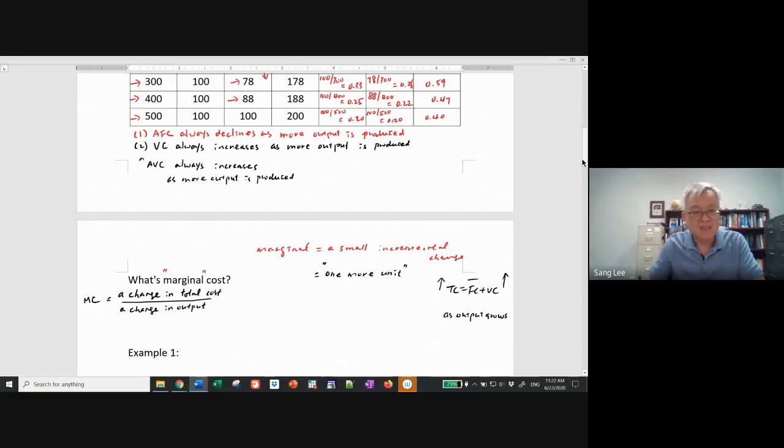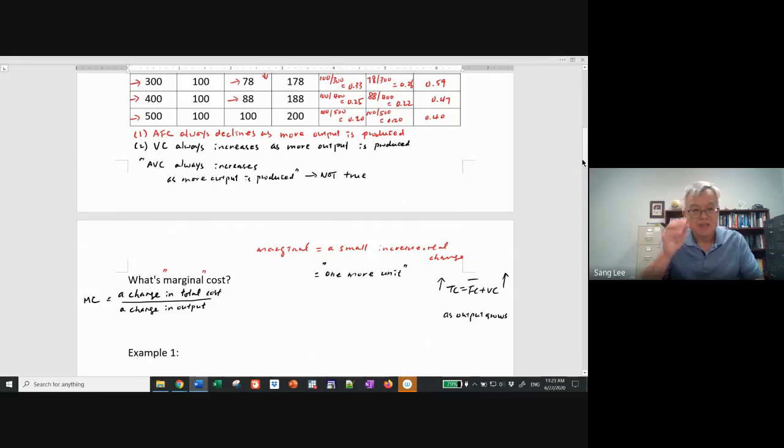Now, this is not true, okay? Why? As you produce more output, variable cost will increase. You have to spend more money on the inputs. But average variable cost does not necessarily increase. It does not necessarily always increase or always decrease. It depends on how fast the variable cost increases as output increases, okay?